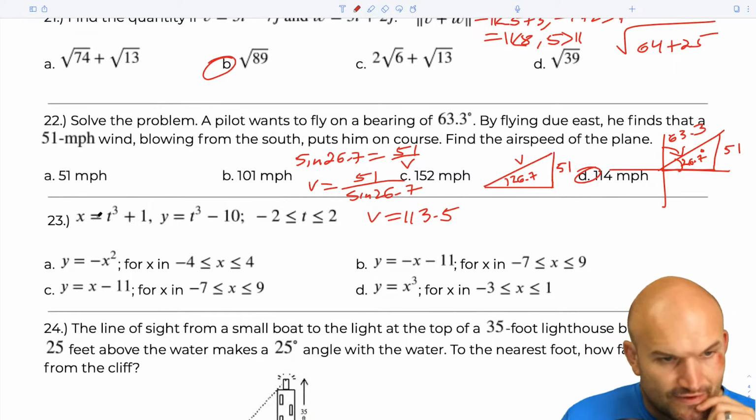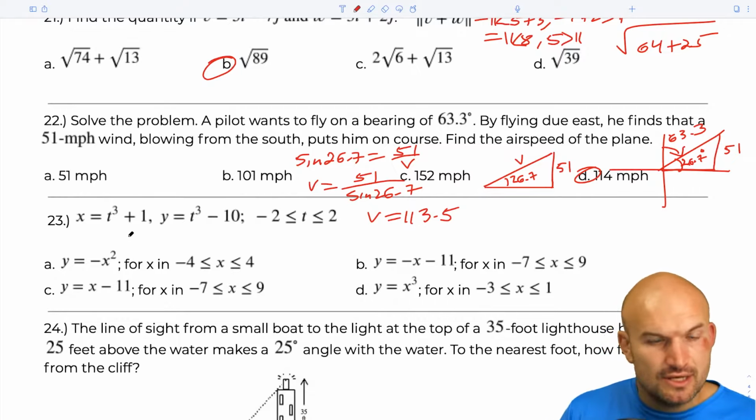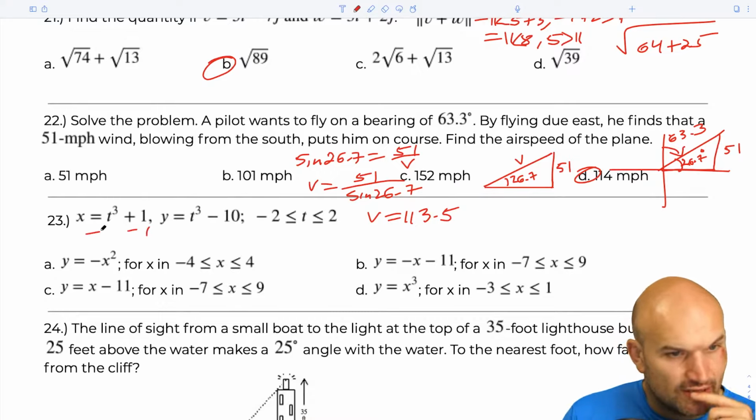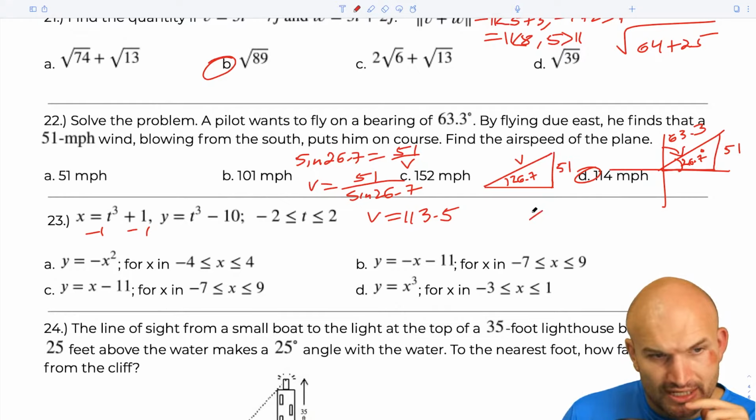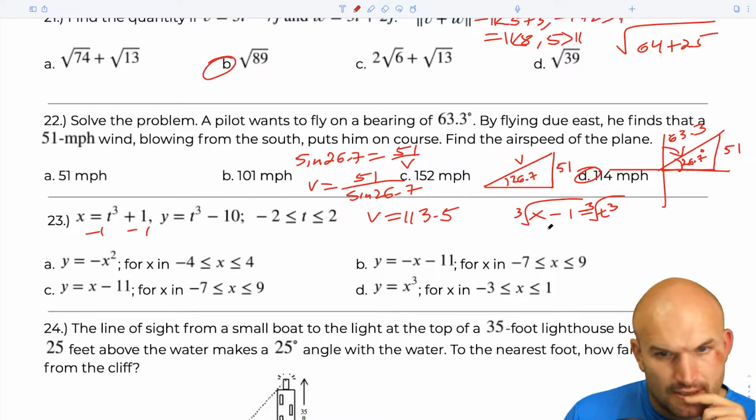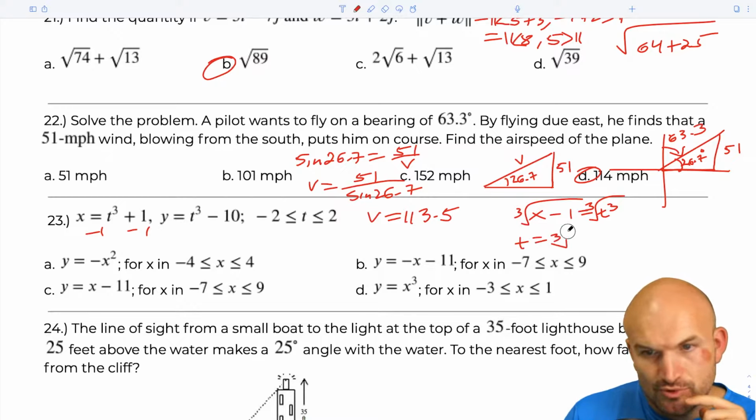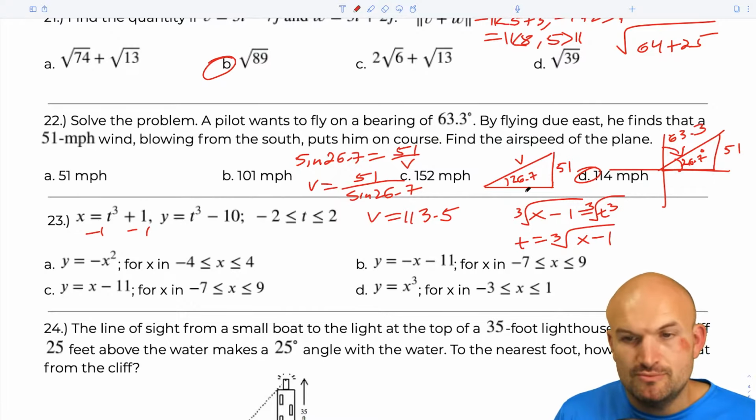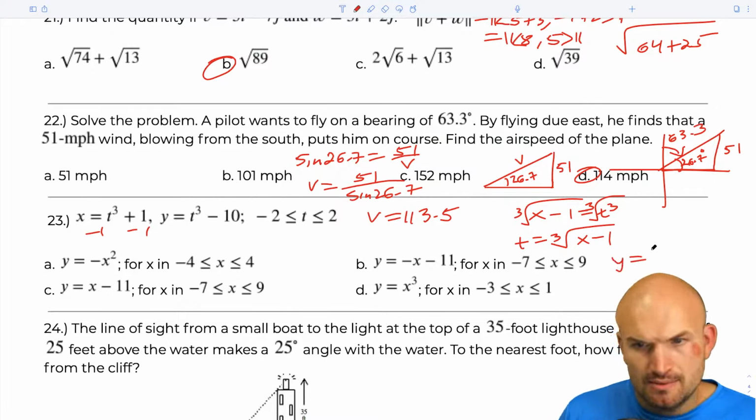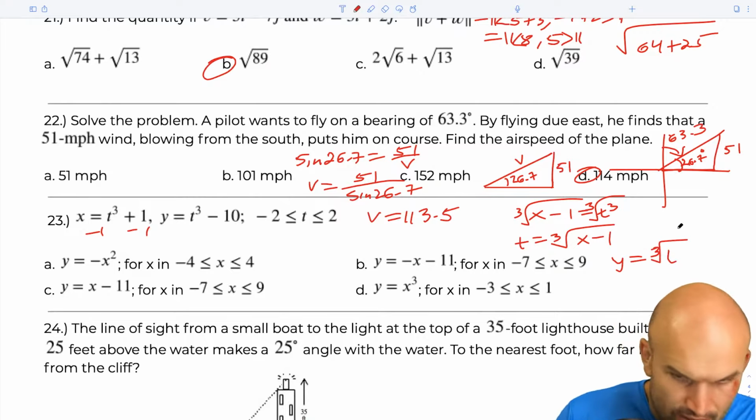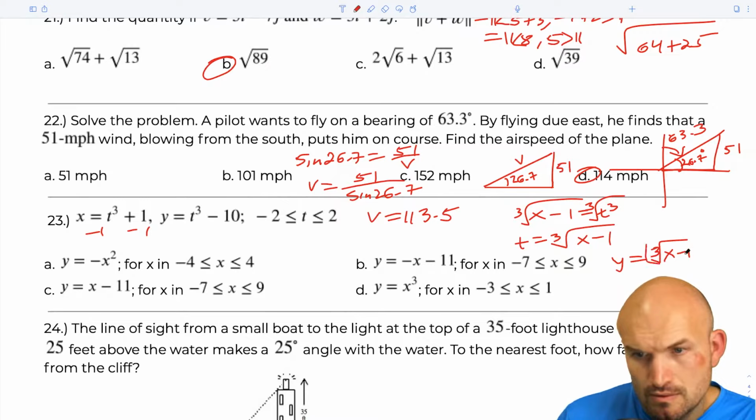The next one looks like I forgot to write the answer, so that's going to eliminate the parameter. Typically, we want to solve for t in the x equation, then plug it into the y. So in this case, I'll subtract a 1 on both sides. So I get x minus 1 equals t cubed, and then I'll take the cube root of both sides. So then therefore I get t equals the cube root of x minus 1, and then I can plug that into my y equation. So y equals the cube root of x minus 1, and then cubed, minus 10. So that's just going to be y equals x minus 11.